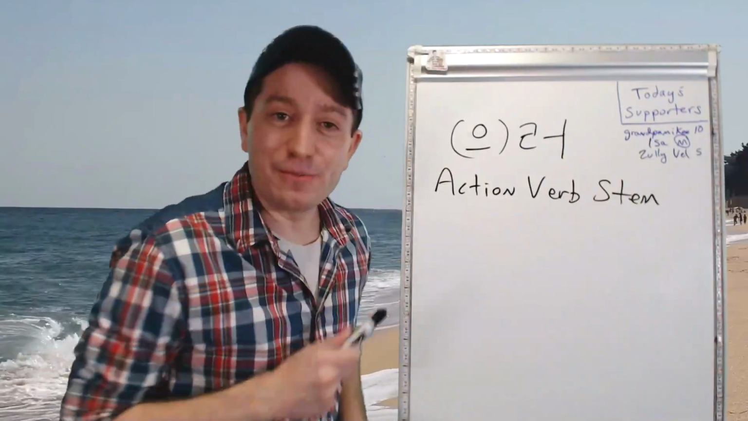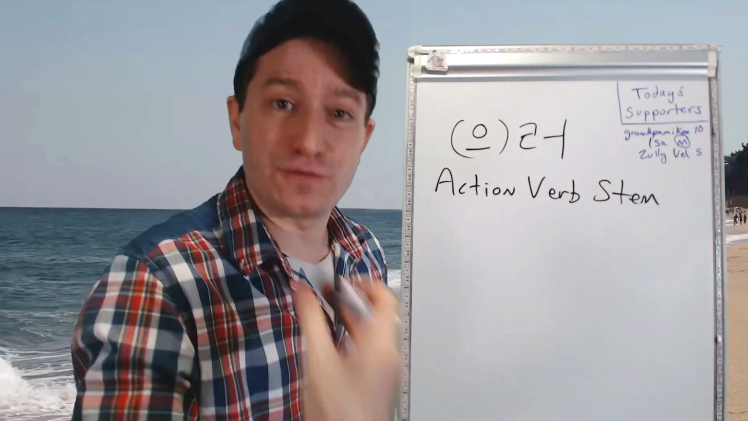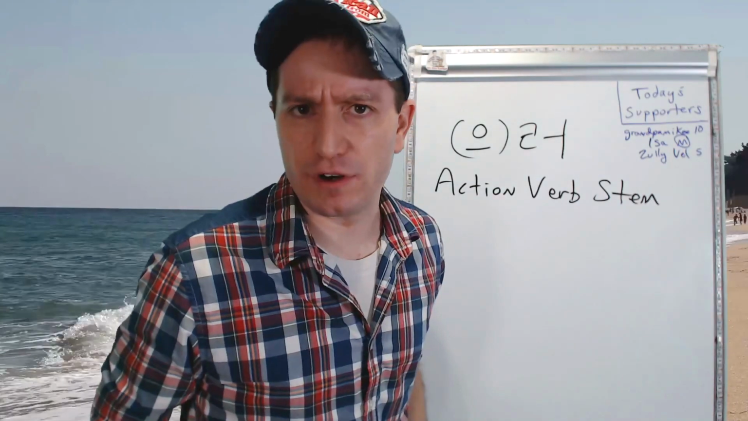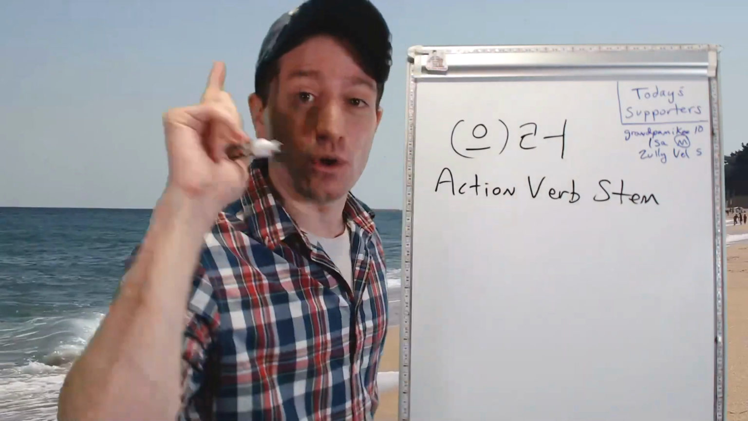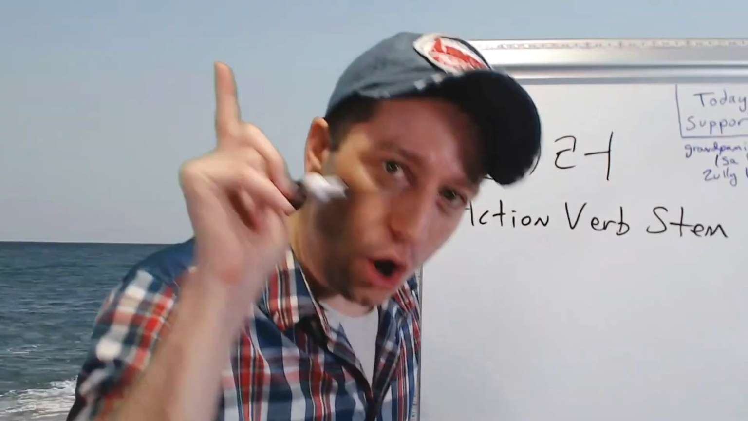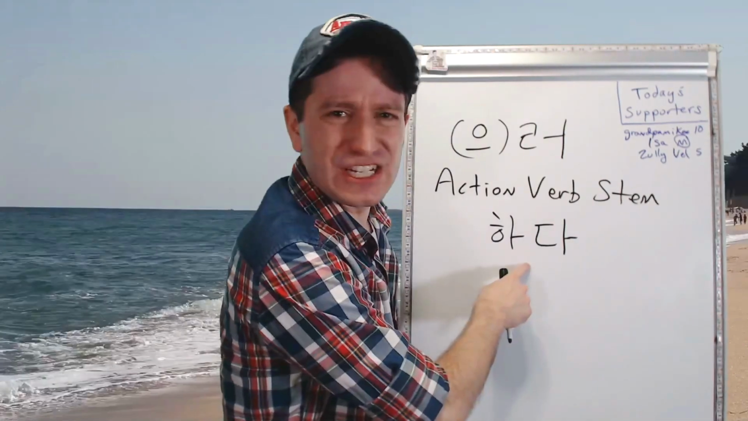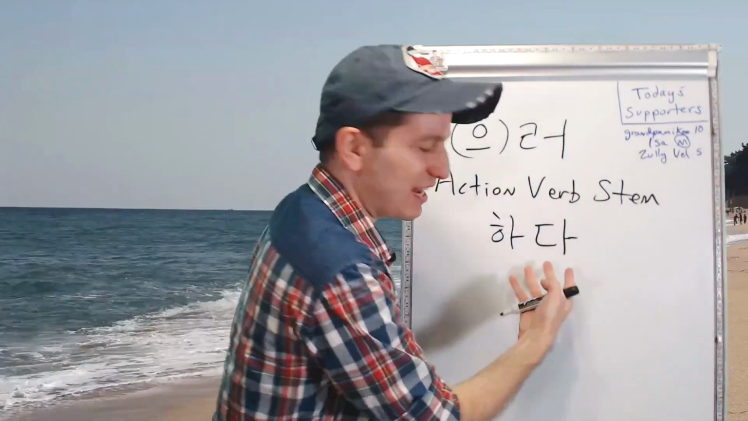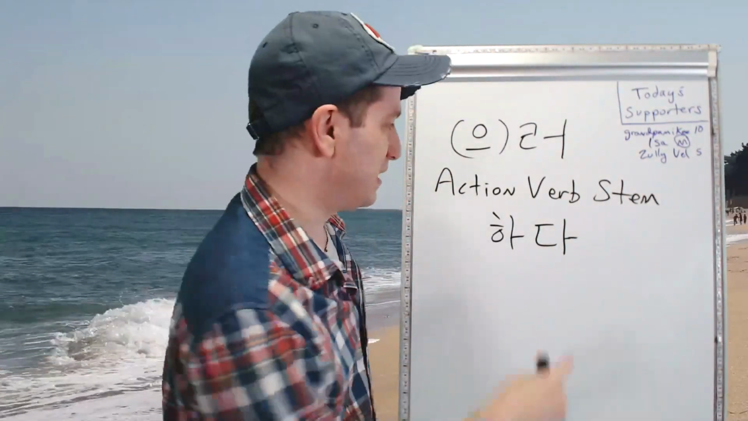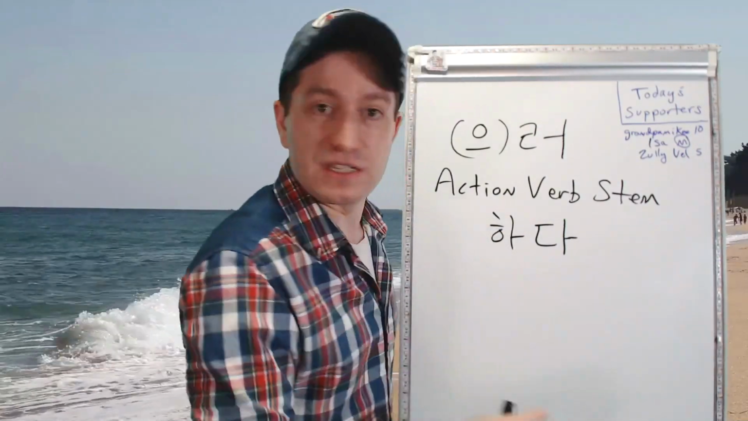-으러. So the way you make this form is you take an action verb stem. A stem is you first take the dictionary form of the verb. You take the form of the verb that you would find if you were to search a dictionary. And it will always, always, always end in 다. This is not to say that anytime you see a 다, it's a dictionary form, but every dictionary form will end with 다. So you take the unconjugated form before nothing else has happened to it, and you get the verb stem of that.